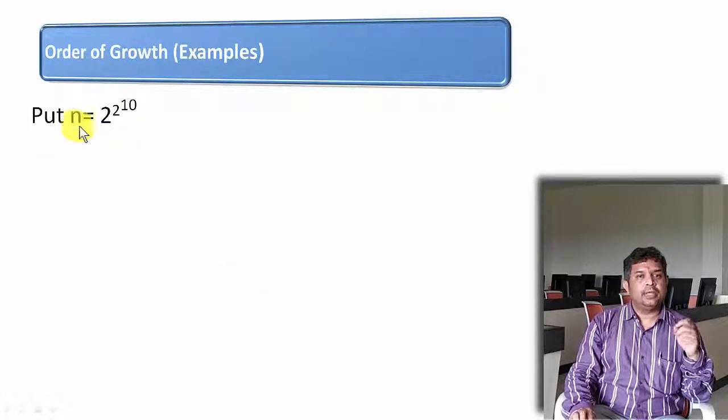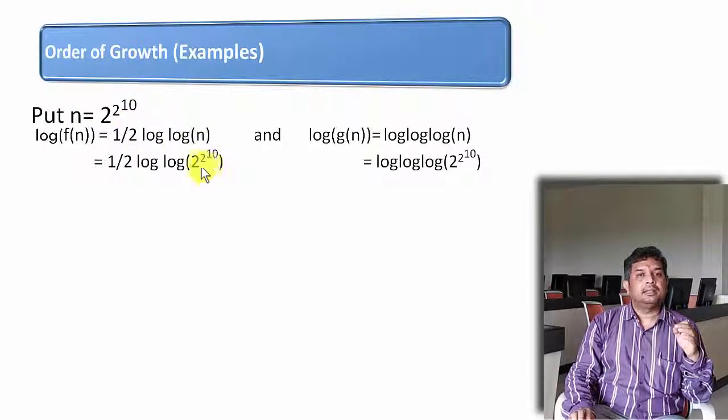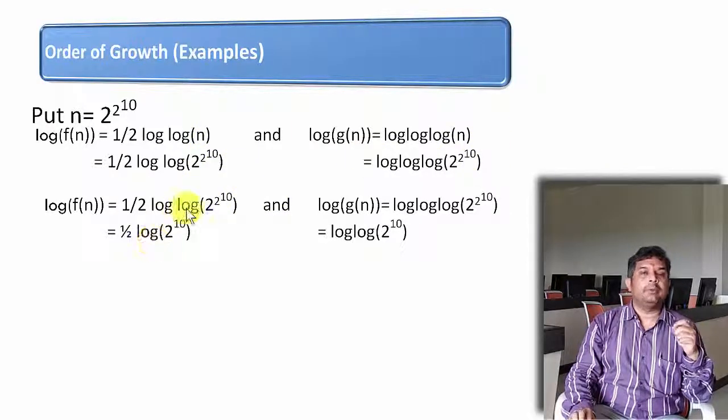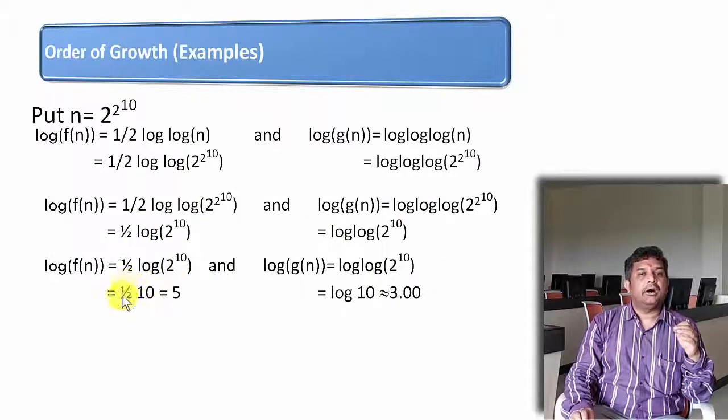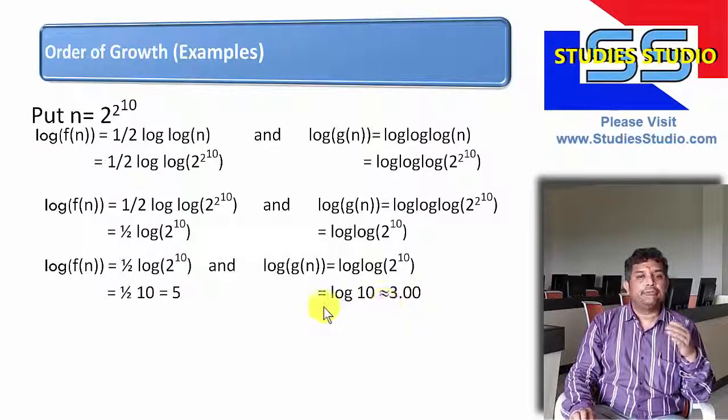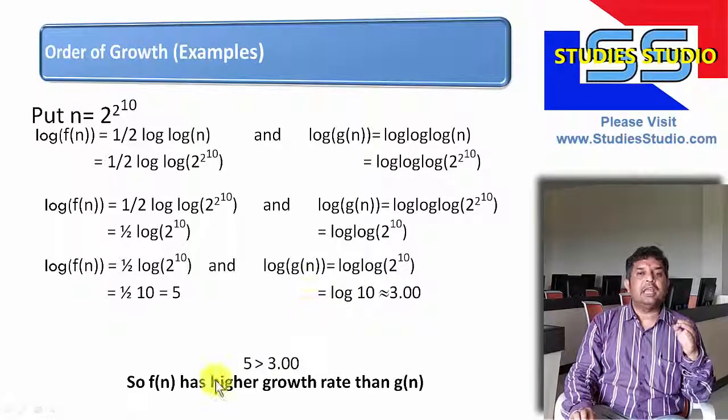Now if we substitute n equal to 2 to the power 10, we get this value substituted here. If we want to reduce it, the first log gets cancelled and the value becomes 2 to the power 10. That means half log 2 to the power 10 for Fn, and for Gn it will be log 2 to the power 10. Again one more time we can cancel it out and we get half of 10 equal to 5, and log 10 is approximately 3. So 5 is greater than 3. You can say Fn grows higher than Gn.